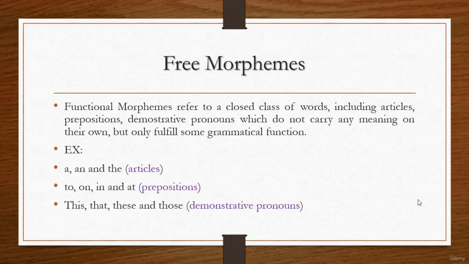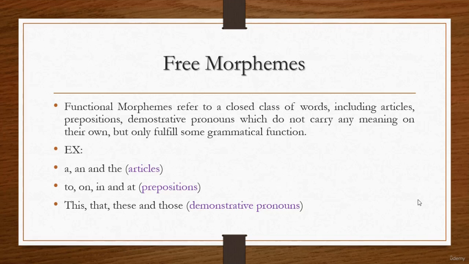Functional morphemes refer to a closed class of morphemes, including articles, prepositions, and demonstrative pronouns, which do not carry any meaning on their own, but only fulfill some grammatical function. So we have a, an, and the. They are articles. To, on, in, at are prepositions. This, that, these, those are demonstrative pronouns.